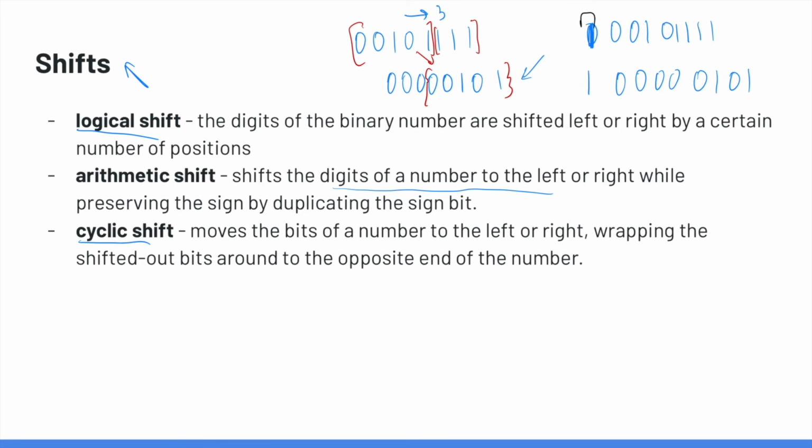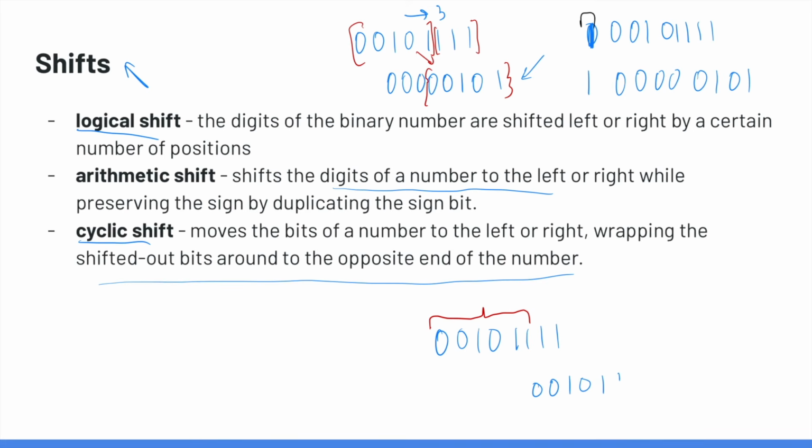And then we have a cyclical shift where we're moving the bits of a number to the left or right, wrapping the shifted out bits around to the opposite end of the number. So for example, if we had 0, 0, 1, 0, 1, 1, 1, 1, and we were doing a cyclical shift by 2 bits, then we're going to keep this: 0, 0, 1, 0, 1, 1. But then these 2 bits right here would be wrapped around to the other side. So they would be right here. Actually, I'll just put that in a different color. And that's an example of a cyclic shift. Now, the only type of shift I was able to find on the A-level exam was the logical shift. But you should know what all of these are.